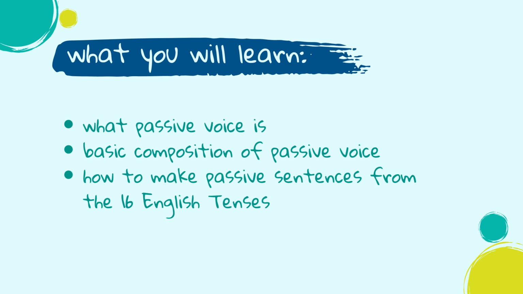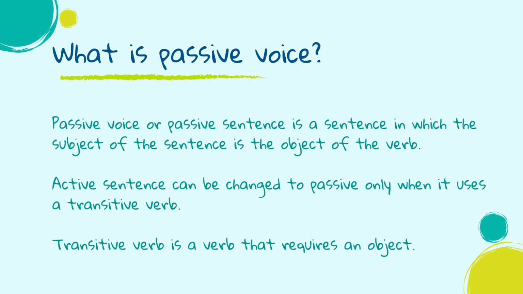As you may know, there are 16 tenses in English, and we can change the 16 English tenses into passive voice from the active one. But first, you may need to know what is passive voice. Passive voice, or a passive sentence, is a sentence in which the subject of the sentence is the object of the verb.